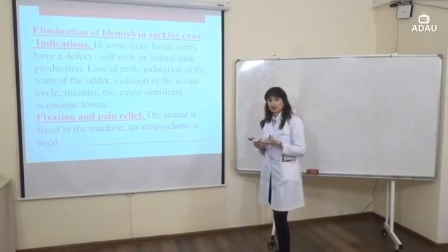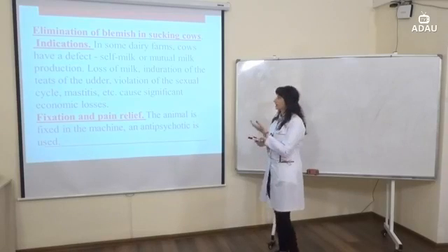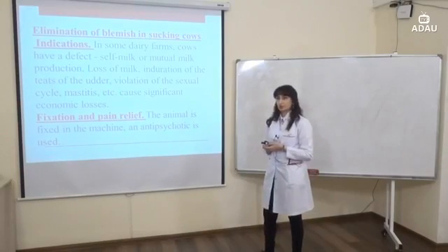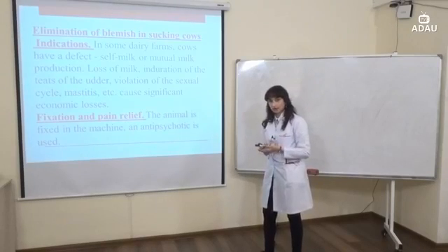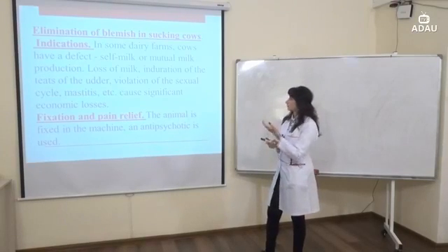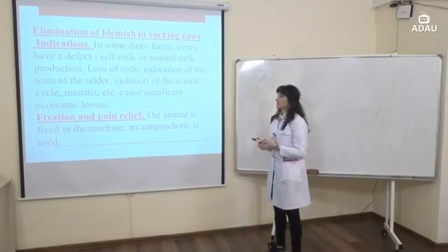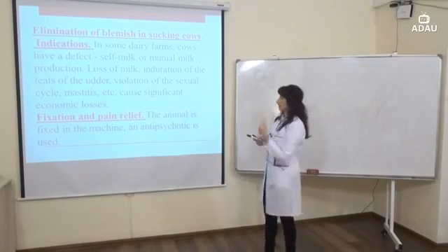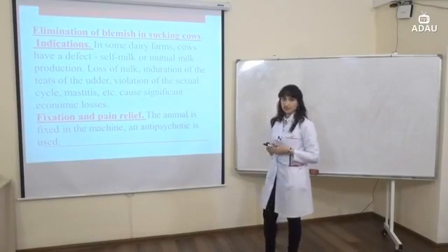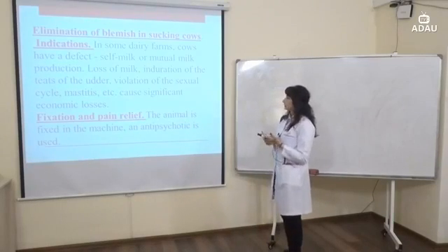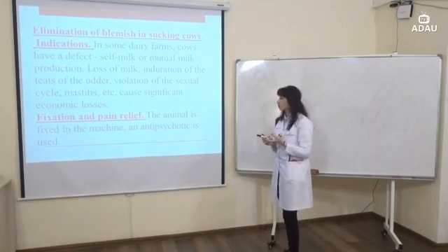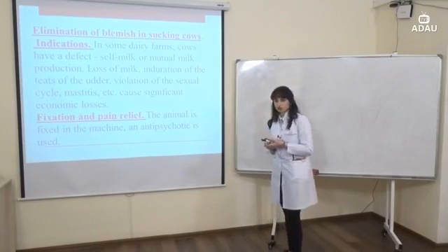Cows or cattle that have a defect of self-milking or mutual milk production, loss of milk, problems with the teeth on the udder, violation of the sexual cycle, mastitis. With these problems and diseases as indications, we use elimination of blemish in sucking. These indications cause significant economic losses.